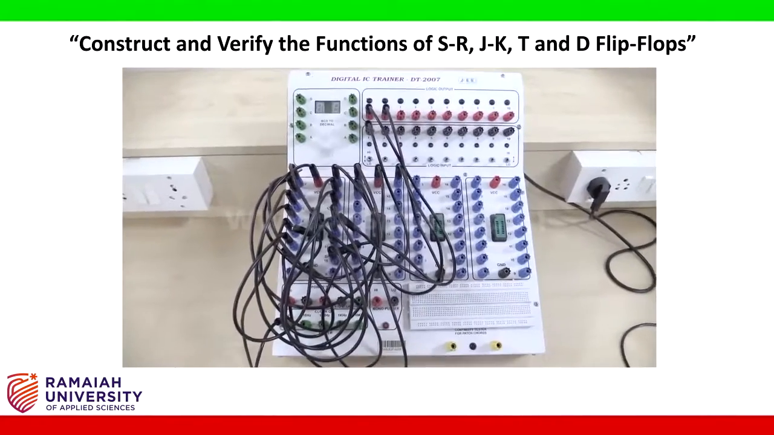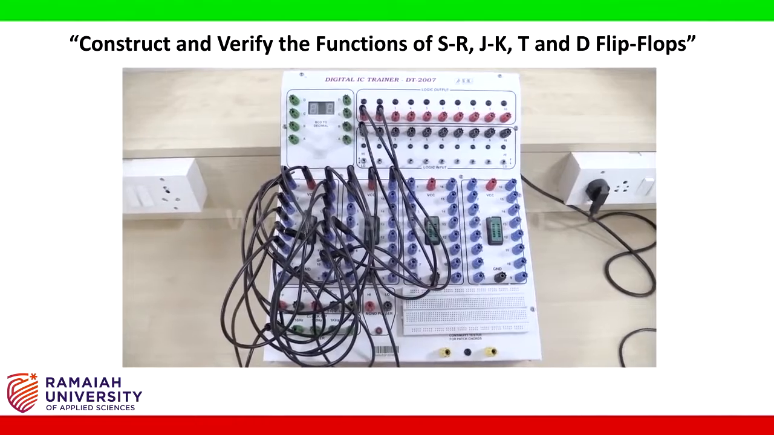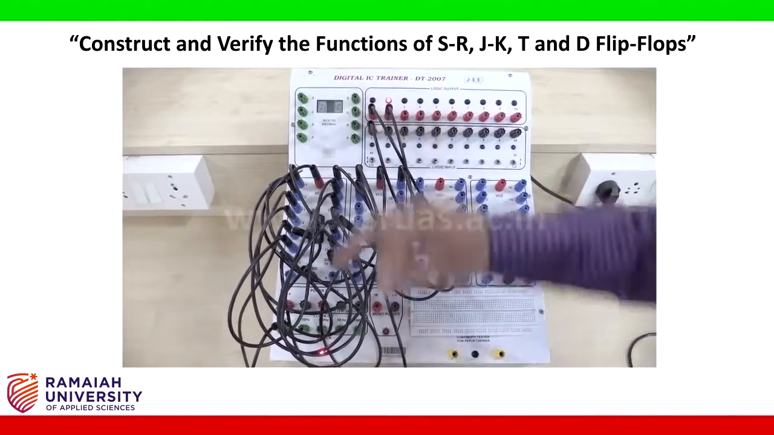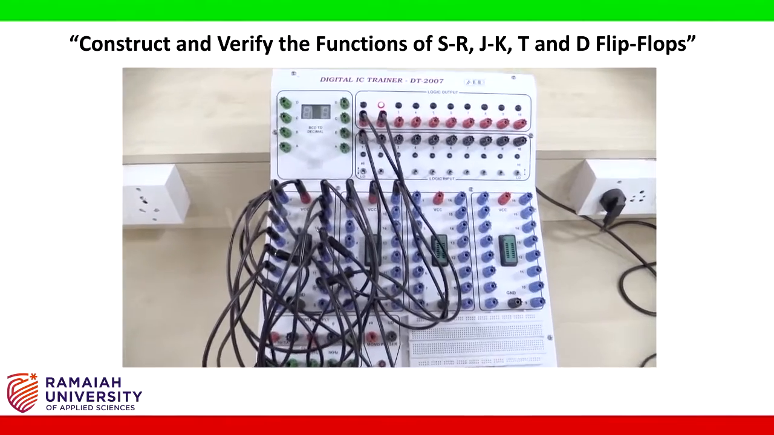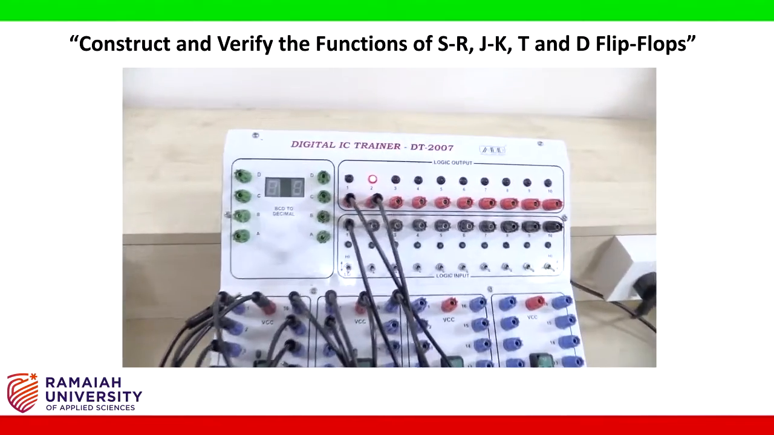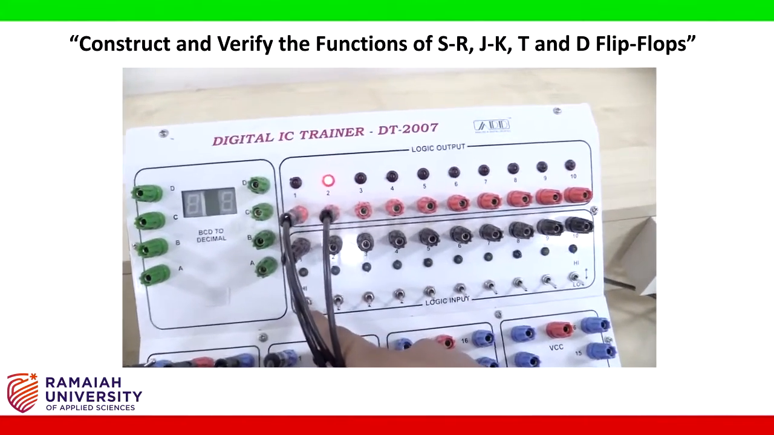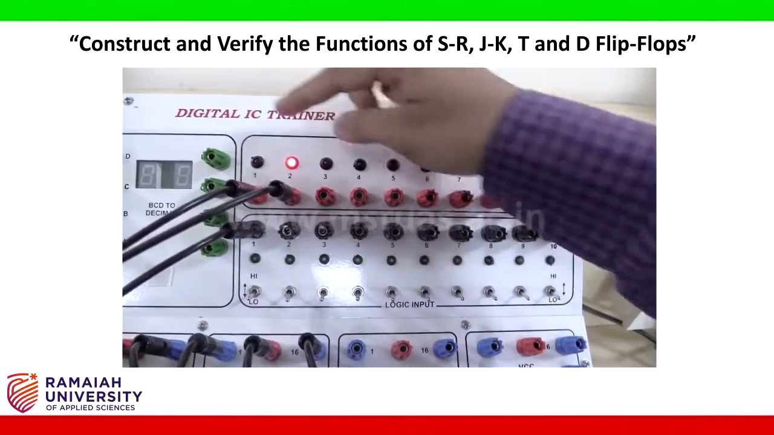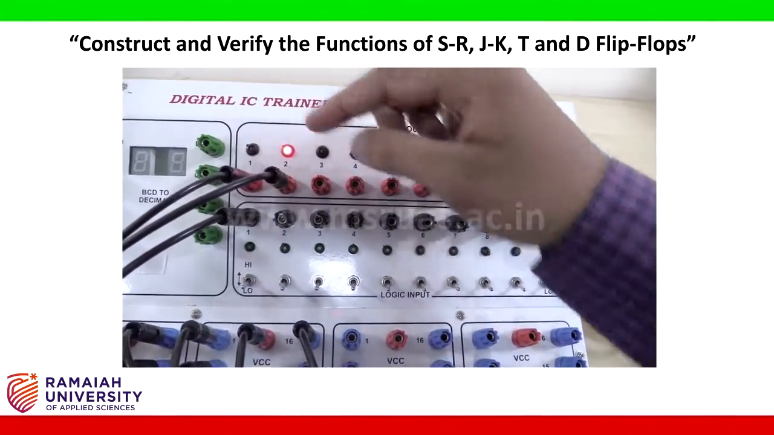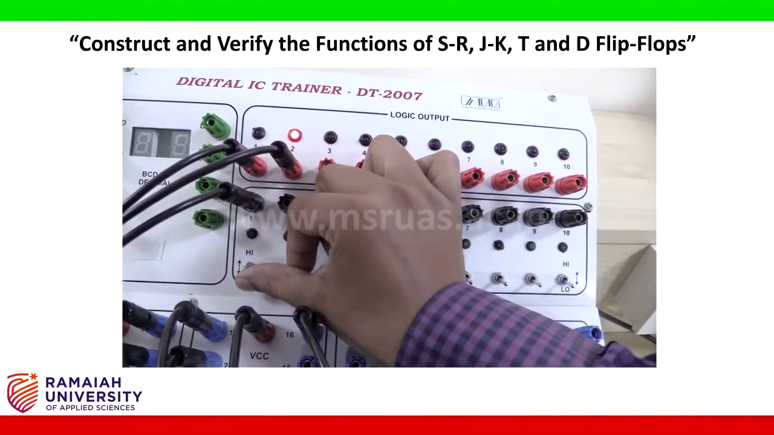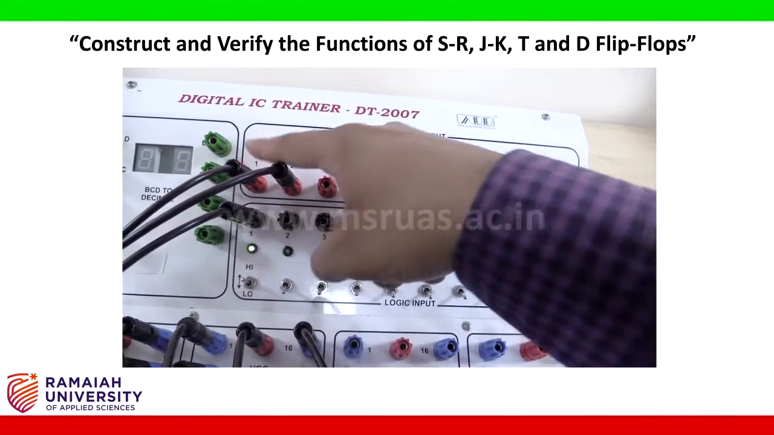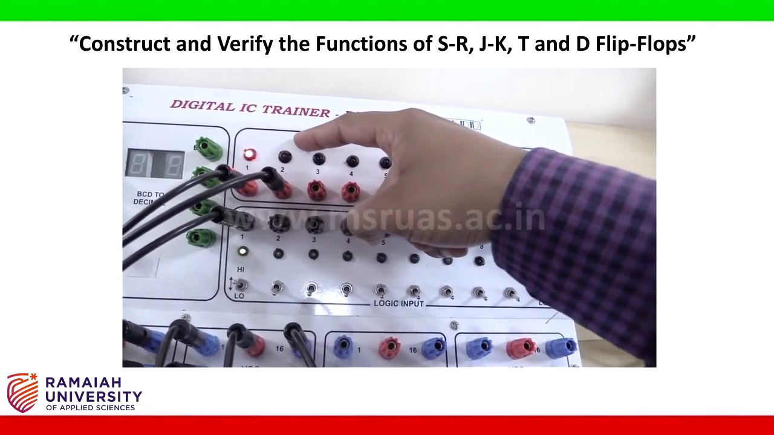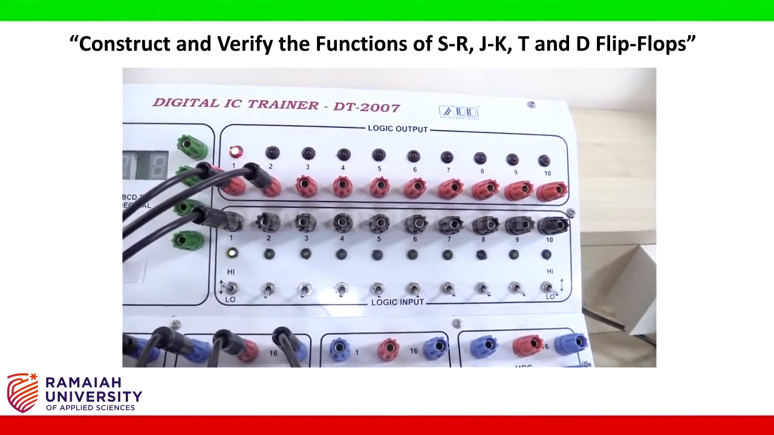Now let us verify the D flip-flop according to the truth table. So now before that, I will turn on the power supply to the digital IC trainer kit. So power is turned on. Then we will verify the truth table. So when the input D is low, the output Q and Q bar will be in the previous state, that is 0 and 1. And when I change the input from 0 to 1, then I can see here the output Q is high and Q bar is low. So that means this is correct according to the truth table.